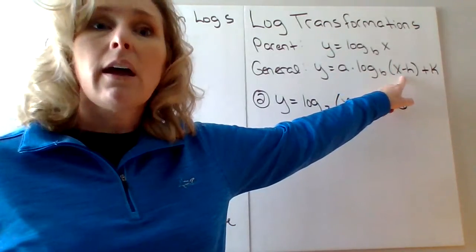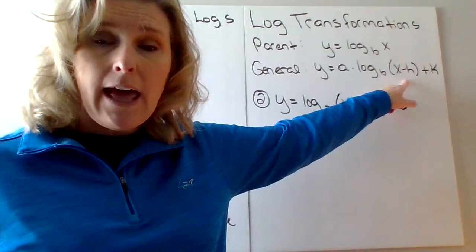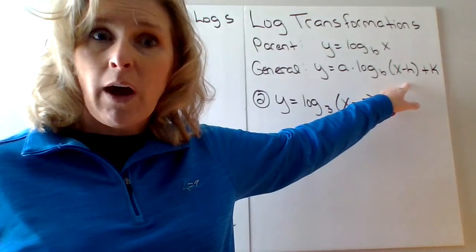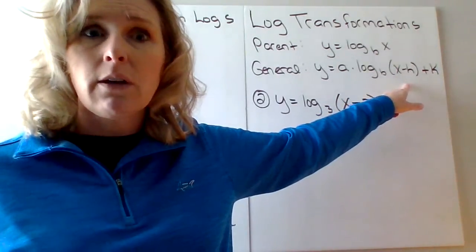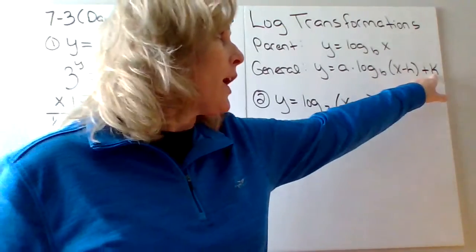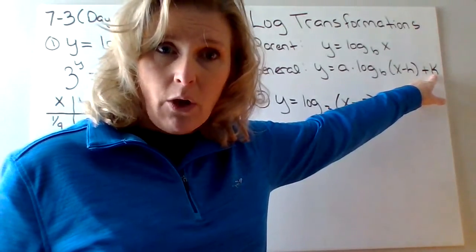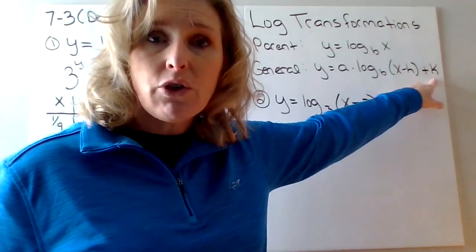Your x still lies to you. X moves things left and right, and so if you see a +3, it's really going to go to the left 3. The k does what it always does. It moves functions up and down.